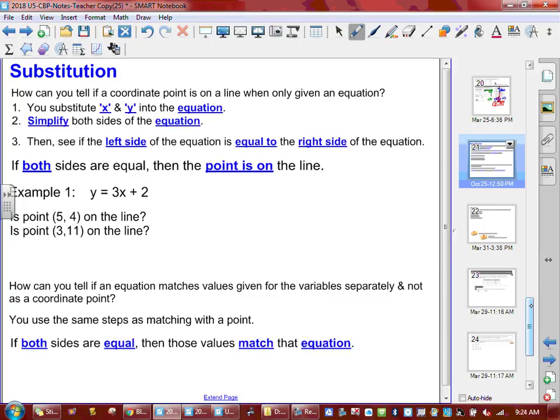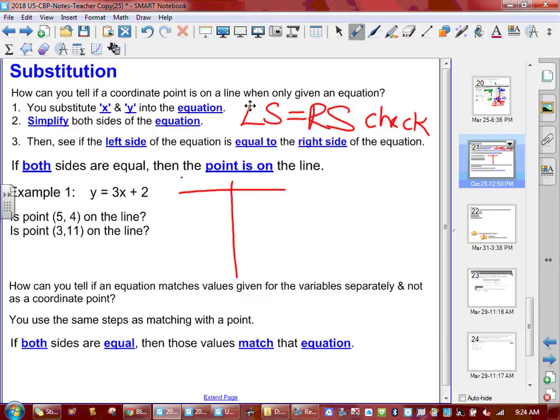If they ever say, is this point on a line? You're doing a left side, right side check. That's all we're doing. So I would make a T-chart. My left side has the y number, my right side has 3x plus 2. So now I'm going to put the numbers in where they go. The first one, I have x, then I have y. So my y number is a 4, my x is a 5. So 3 times 5 plus 2.